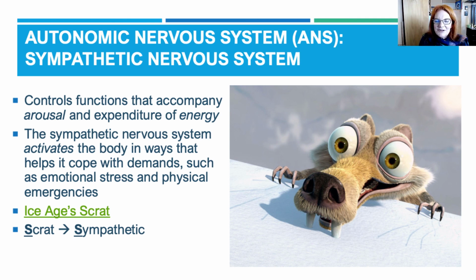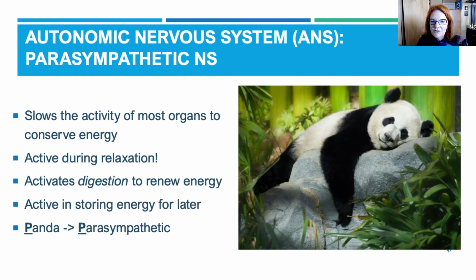Click on the link and you can see a little video that shows how Scrat is, and he is very clearly an example of an overactivated sympathetic nervous system. So Scrat starts with an S, and sympathetic nervous system also starts with an S. Okay, what about the parasympathetic nervous system? When it becomes active, it actually slows the activity to help your body restore and recuperate and rest for the next time you might have to respond to some sort of an emotional or physical threat.